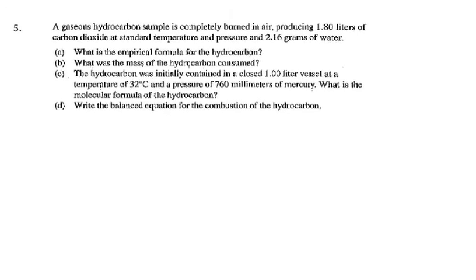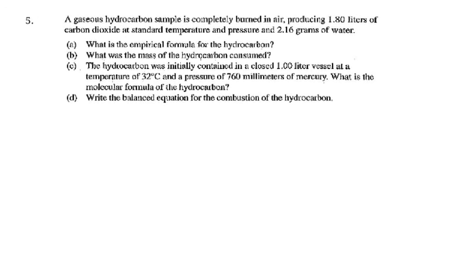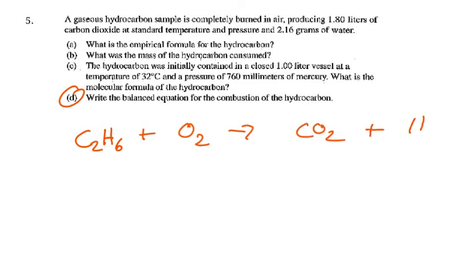And lastly, part D, almost pretty easy compared to the other ones. We get C2H6, which we decided was our molecular formula. It was doing a combustion with oxygen, and we're going to get CO2 and water. Notice they didn't say net ionic equation or anything, just the balanced equation, but it wouldn't make a difference because they're all covalent, so it'd all be the same.